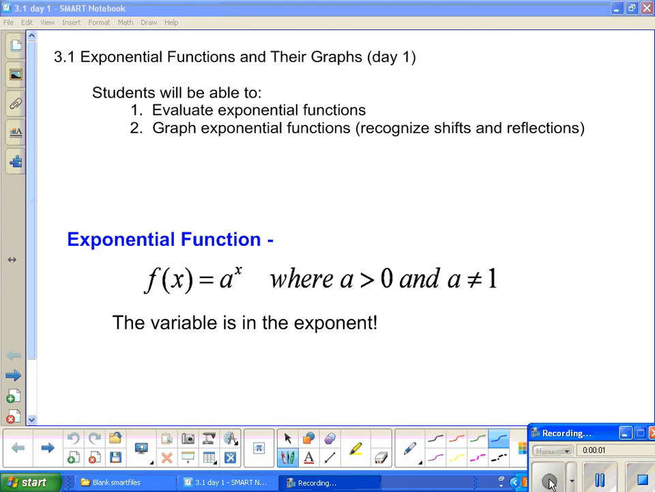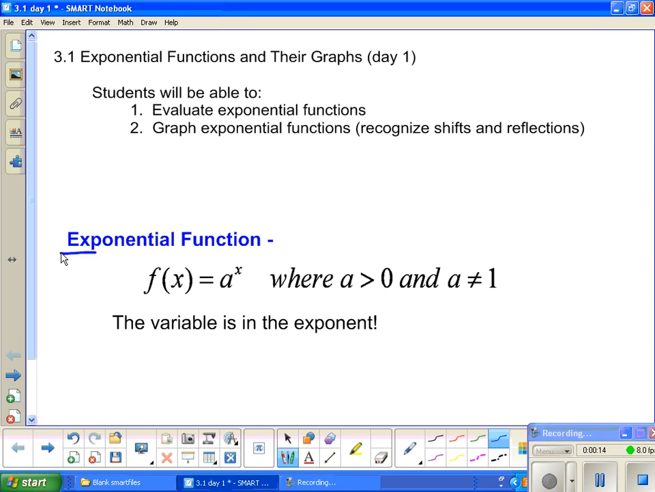All right, today we're looking at 3.1, the beginning of it. We're going to be evaluating exponential functions and graphing them, recognizing their shifts and or reflections. An exponential function is when f of x equals a to the x. The variable is in the exponent.